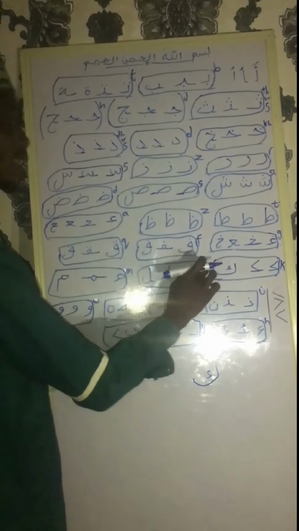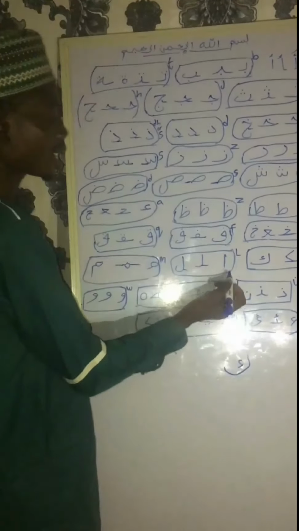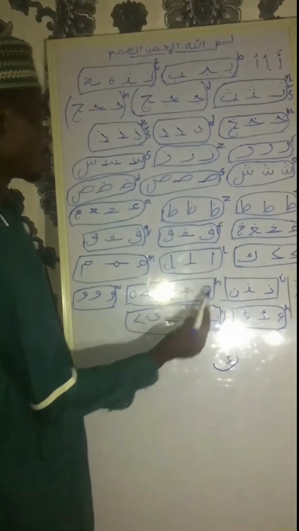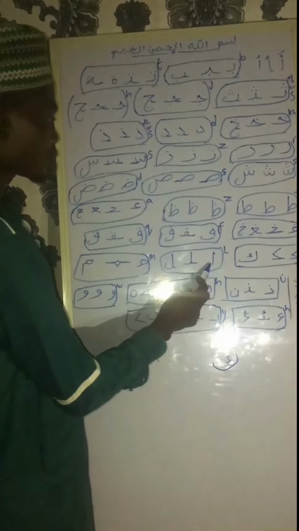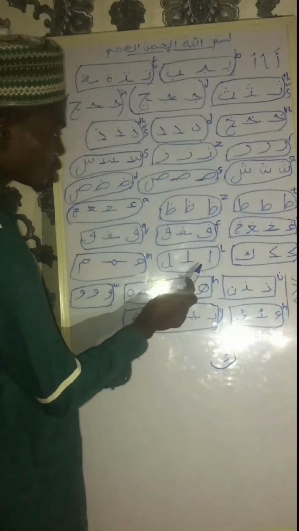This Lam is our letter L in the English alphabet. This Lam at the beginning looks like this. At the middle it looks like this, while at the end it looks like this. Take note of this Lam.